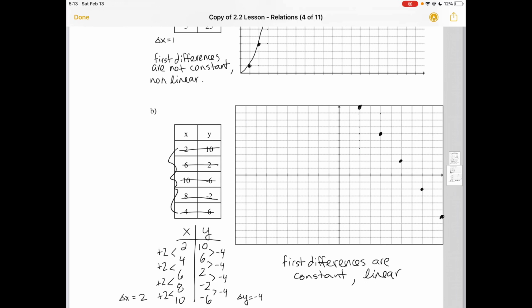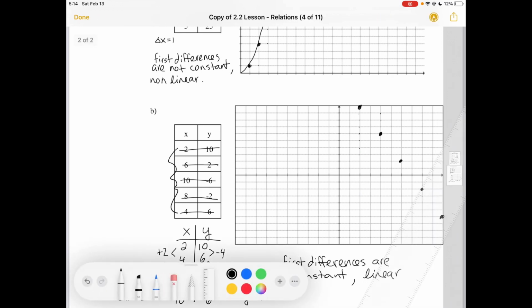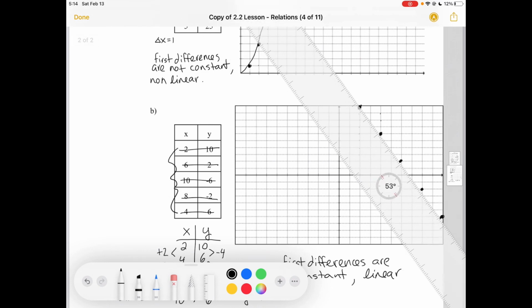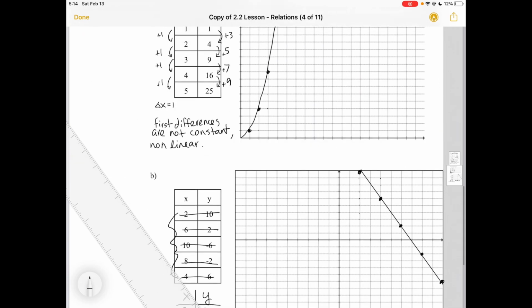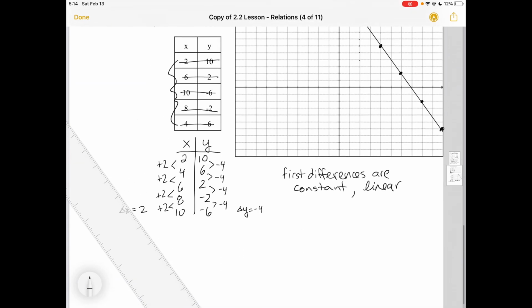Those points are going to follow a line. So I do have a linear relationship, which I can see if I use a ruler and I put it up to those points. Those are all going to go right through my points. They look like a line. Okay. That is an example of how to use a difference table to decide whether a relation is linear or nonlinear.